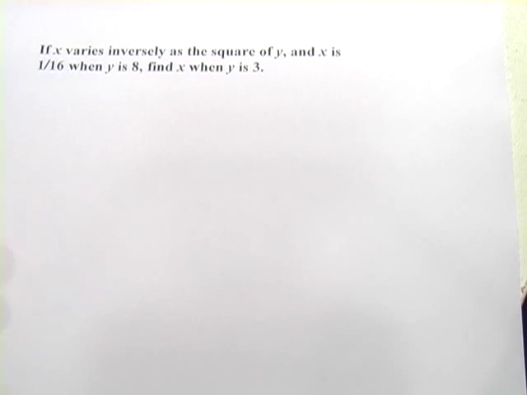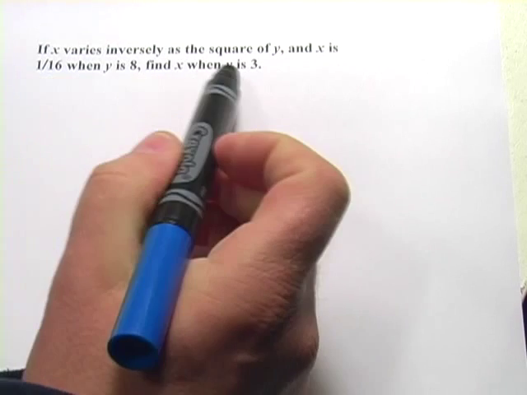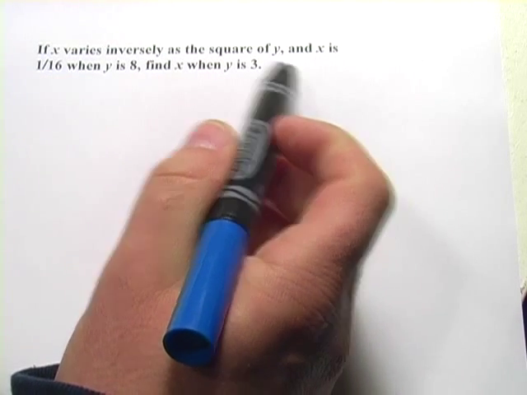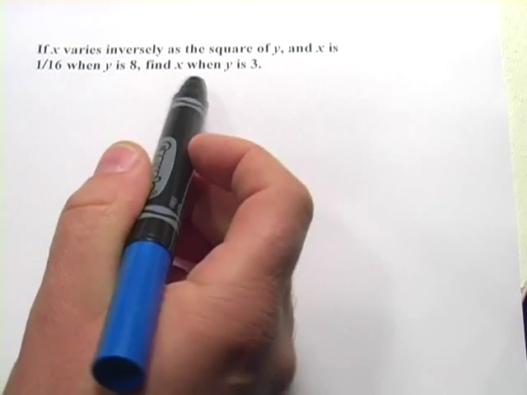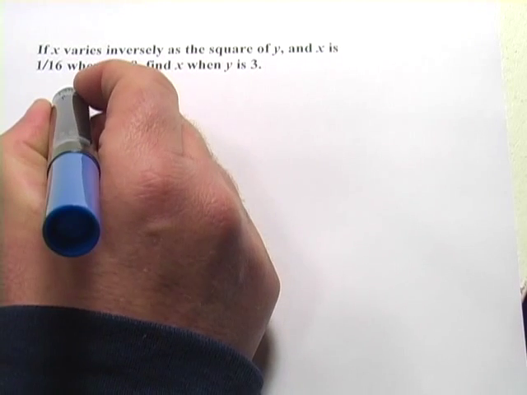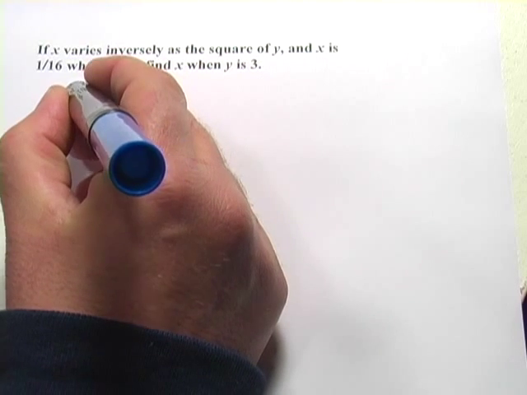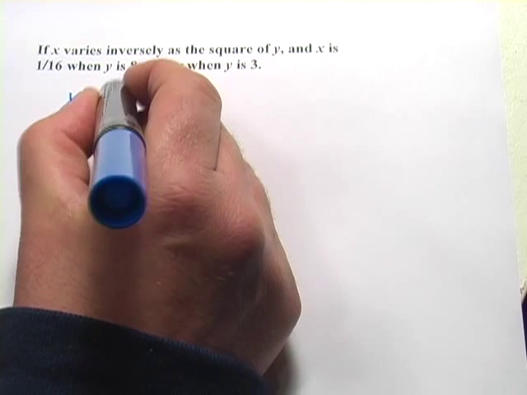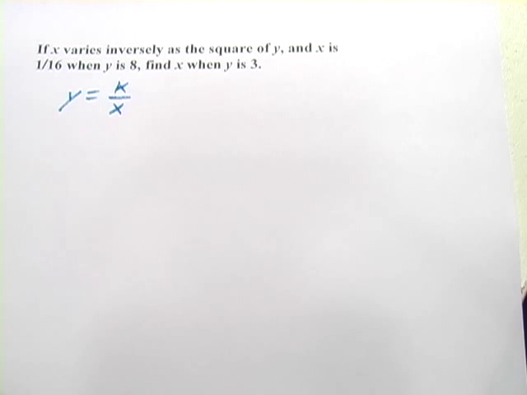Let's do another one. All right, this one says if x varies inversely as the square of y, and x is 1/16 when y is 8, find x when y is 3. So inverse variation is a little bit different. If you say y varies inversely with x, it would look like this. Instead of k times x, it's k over x.